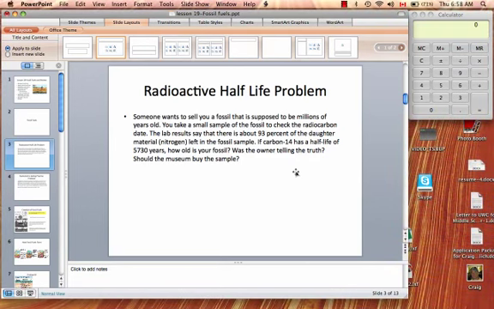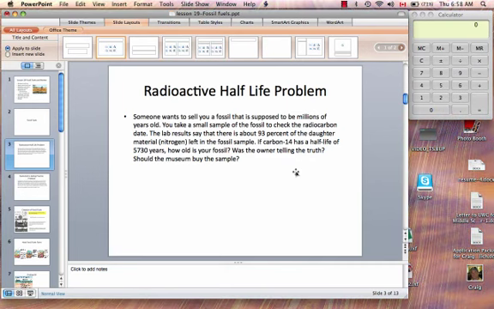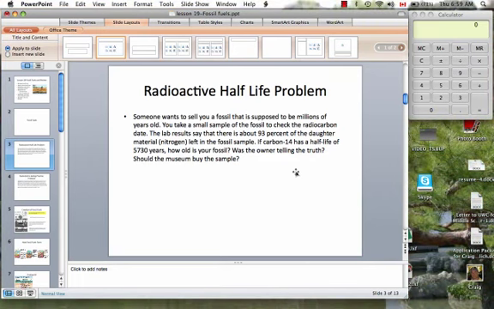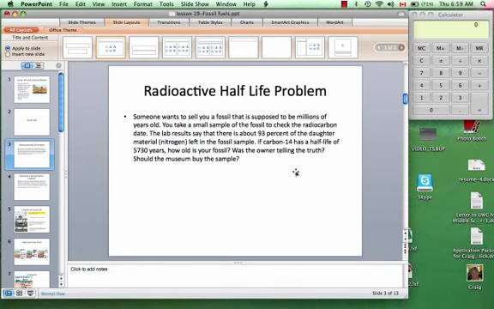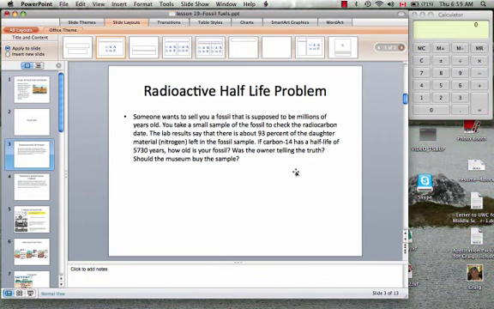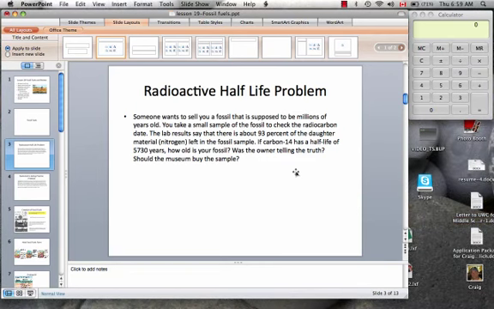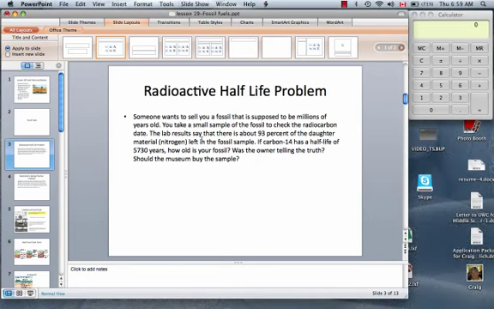We talked about how there's relative dating, which is not as exact, and there's absolute dating, which is an exact method of getting the age of rocks or fossils. So radioactive half-life is one strategy that geologists use to find the exact date of something. And so let's look at this practice problem that we'll do together.